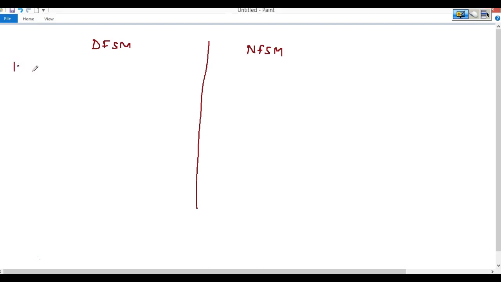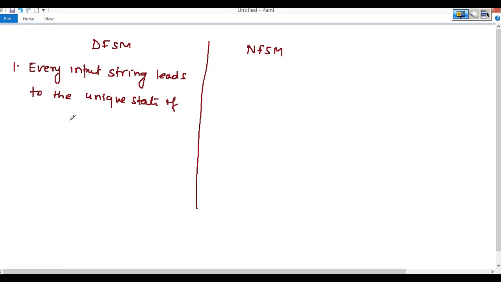First one, in DFSM every input string leads to a unique state of the finite automata. This is the main difference of DFSM. Like I'll say this is the Q naught you have designed, so for A you have to write it here, B is going somewhere. Every state you have to show where A is going, where B is going.